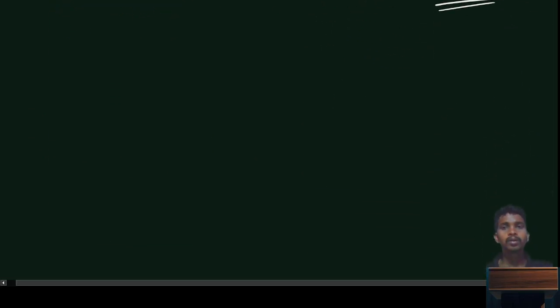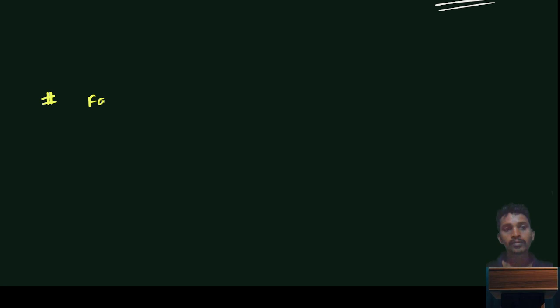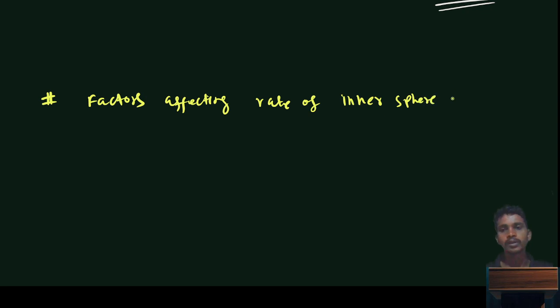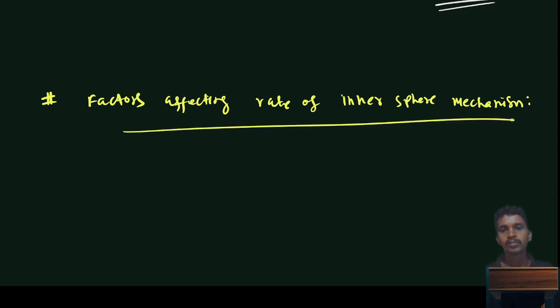Now we will look at the factors affecting the rate of the inner sphere mechanism. So what are the factors that affect the inner sphere mechanism? Here mainly the factor is the bridging ligands.